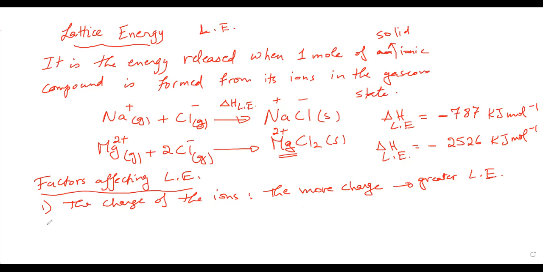Now, what else? Asil said that here the sodium, or every sodium has only one chloride to be attracted to, but for magnesium, we have two chloride ions. So the ratio between the cations and the anions also differs. Between the cation to the anion, of course, the greater the ratio, also the greater will be the lattice energy.